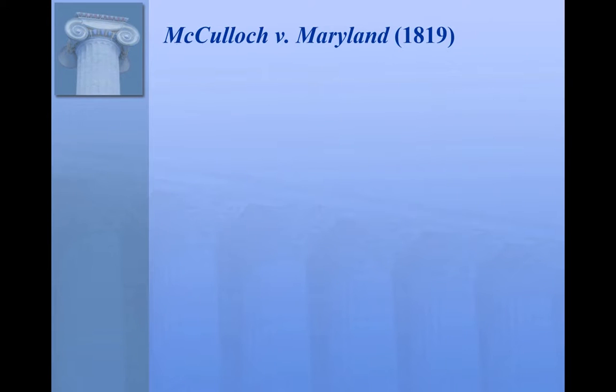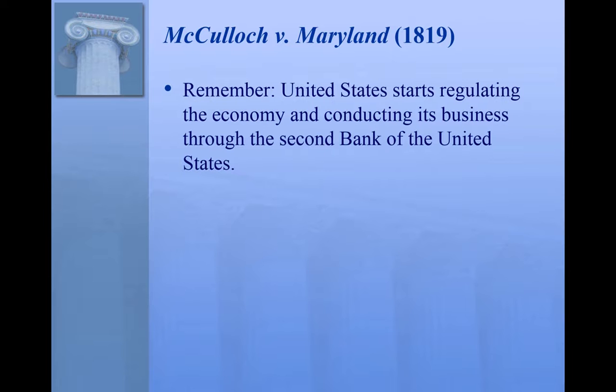So let's get down to business, talking about the legal reasoning of the court in McCulloch. Remember, our first lecture was about the circumstances that led to this conflict that brings this case to the Supreme Court. And it began with talking about why the states were so upset about a Bank of the United States. The United States starts regulating the economy and conducting its business through this second Bank of the United States. And this makes the states very angry. It's costing them money because the United States is no longer depositing all of its revenues and for its budget and for expenditures in state banks.